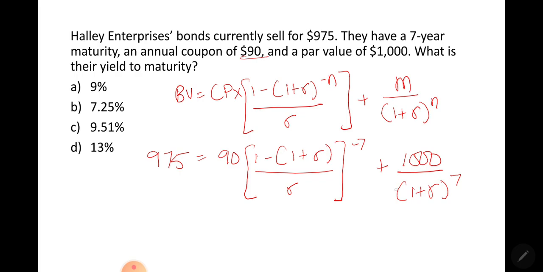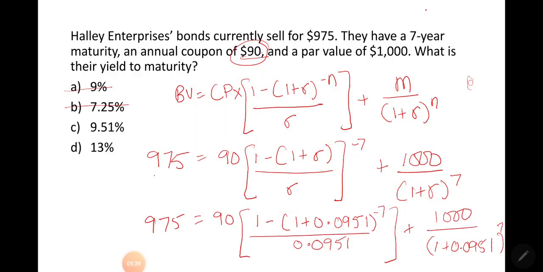You can eliminate some of the options because again this is a discount bond, so the bond price is less than 1000. Because the bond price is less, that means the YTM will be more than the coupon rate. The coupon rate 90 means 9%. So your YTM will be greater than 9%. So it can't be 9%, it can't be 7.25%. Either it is 9.51% or it is 13%. Okay, the inverse relationship is very important. So we're going to use the first interest rate of 9.51%.